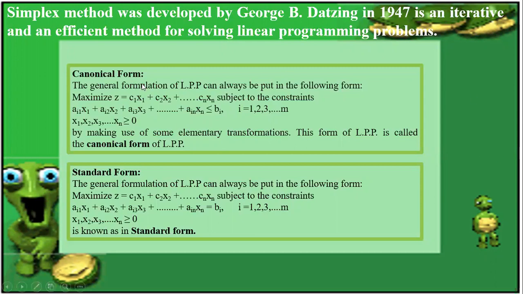So the standard LPP problems will be in the canonical form. You will have two types of problem, maximization or minimization. The objective function will be given along with the number of constraints. This form of LPP is called the canonical form of LPP.